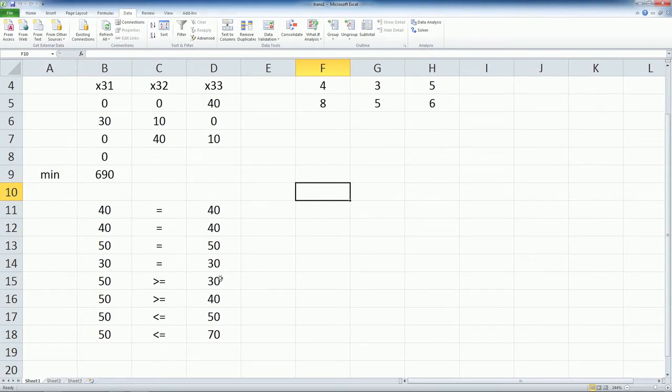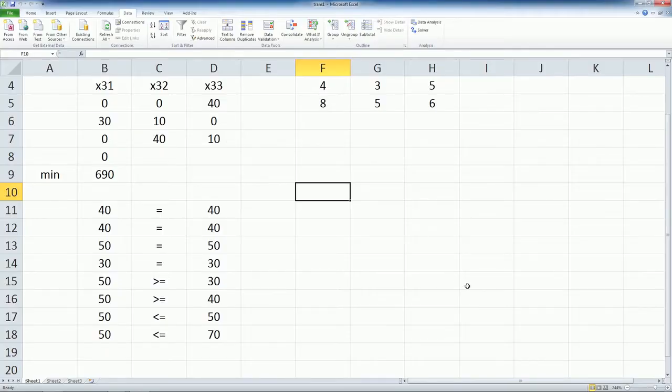So 50 greater than equal to 30, 50 less than equal to 50. The third person should get anything between 40 and 70. Third person is getting 50, 40 plus 10. So the extra 30 that was available, if we meet the minimum requirement, now 20 is given to person number 2 and 10 is given to person number 3. So like this we can solve simple transportation problems as a linear programming problem using the solver.